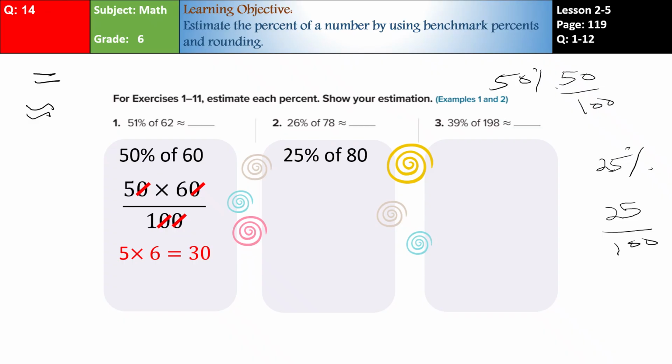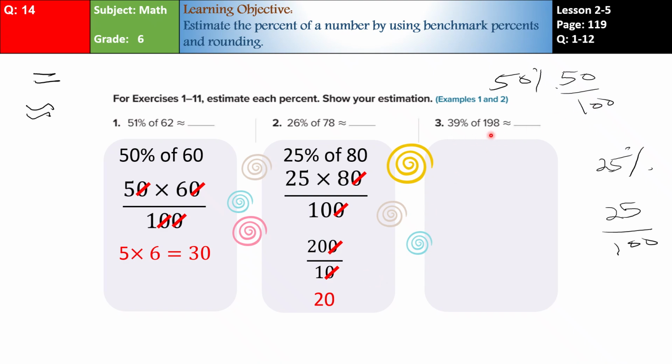Here 26 is closer to 25 and 78 is closer to 80. So you are going to find 25% of 80. 25 multiplied by 80 over 100, you can cancel 1 zero from the top and bottom. 25 times 8 will give you 200 and we have in the denominator 10. Again, you can cancel 1 zero up and down. The answer is about 20.